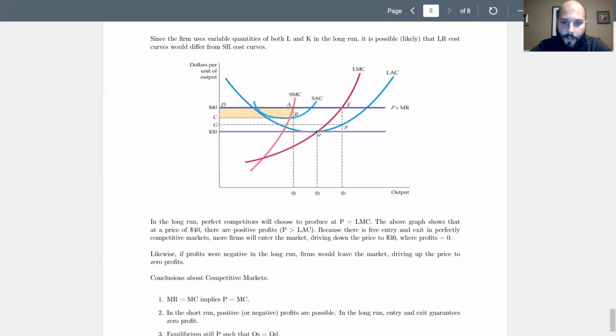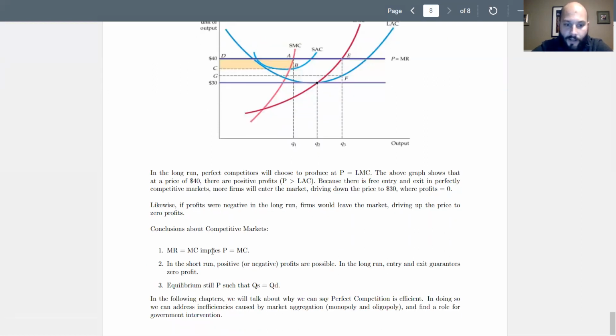Hopefully that piece of reasoning is a little bit similar from if you did perfect competition in 202 and studied zero profit. Again, the idea is that in the long run, firms can enter and exit at will. If there's positive profits to be had, firms will enter, driving down the price to zero profits. And if there's negative profits, if firms are losing money, they exit the market, driving up the price to zero profits.